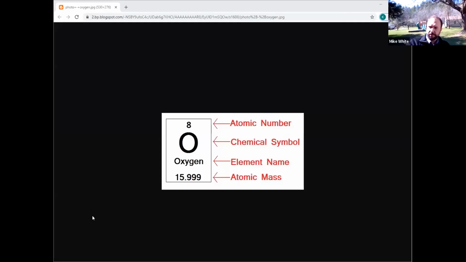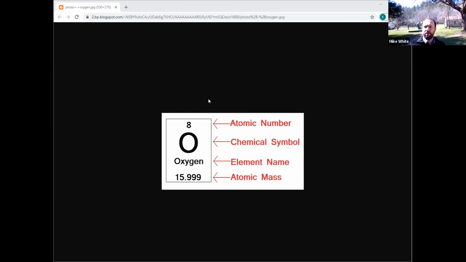I want to now look at a couple different things. First, this is oxygen. We talked about the squares and all the different pieces. With oxygen, same thing. The atomic number is 8, which represents the number of protons and electrons. Then the chemical symbol, the element's name, and the atomic mass. So oxygen, similar to carbon, 16 minus 8, also has 8 neutrons.